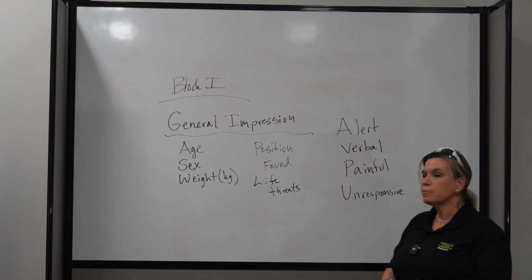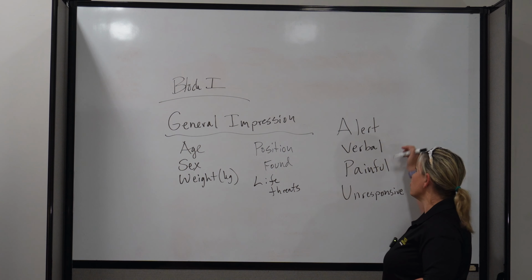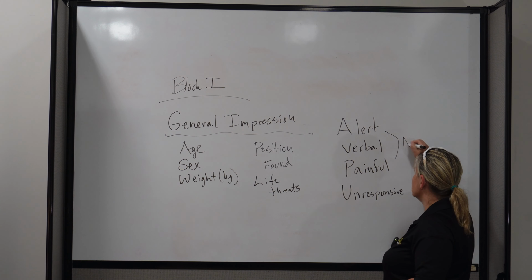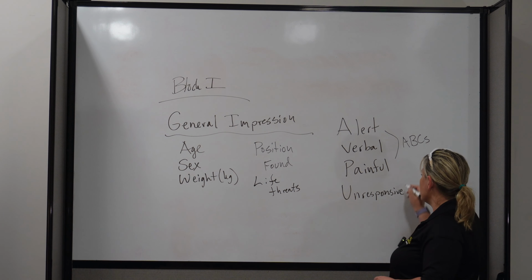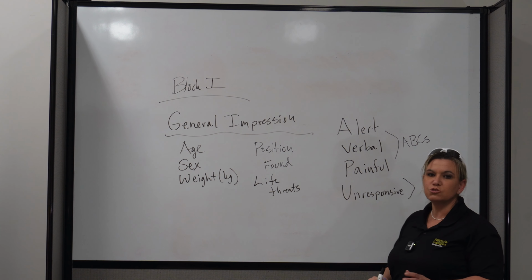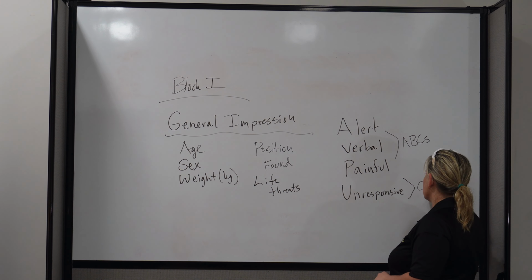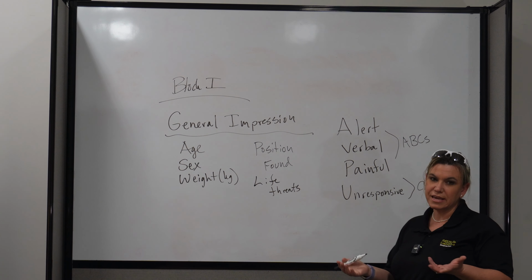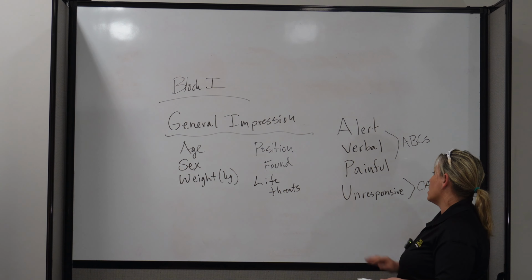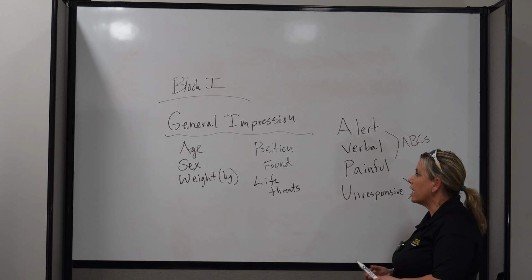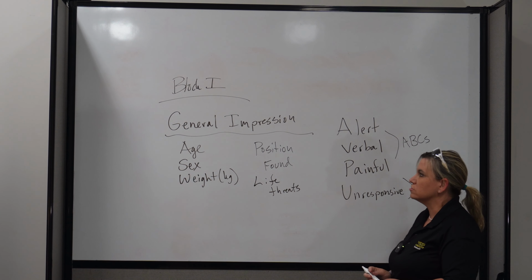So what we need to remember is if they're alert, verbal, or painful, when I move to my ABCs, I'm going to go ABCs. When I have a patient that's unresponsive, the first thing you should be checking is for pulse and breathing. So we're going to go CAB. So just think of it like I'm taking a cab, okay? So that's the way to look at alert, verbal, painful, unresponsive.